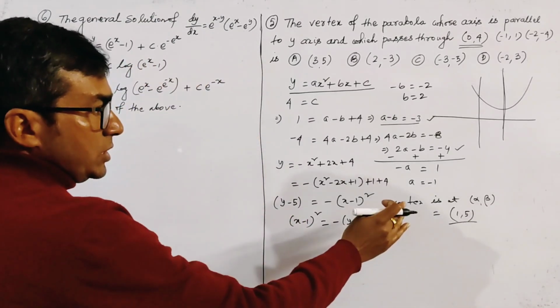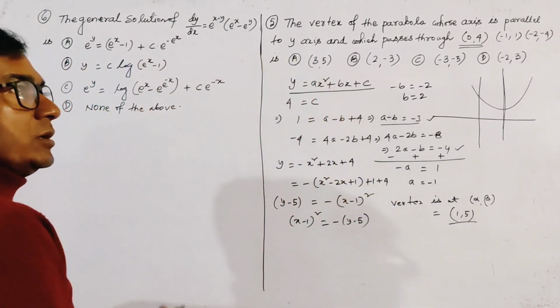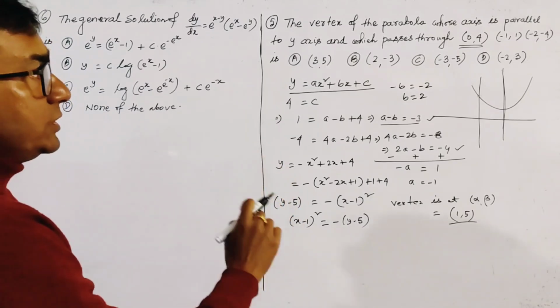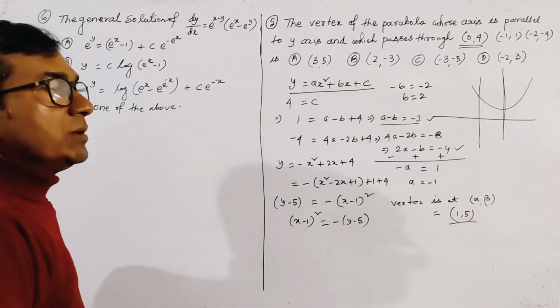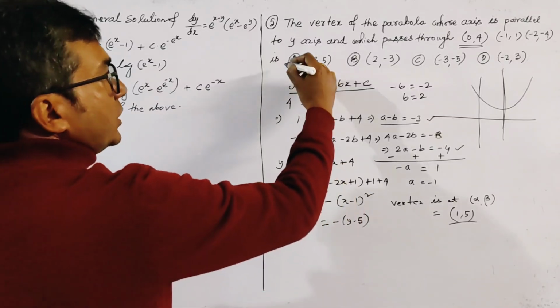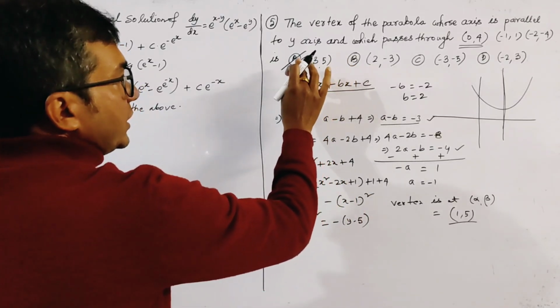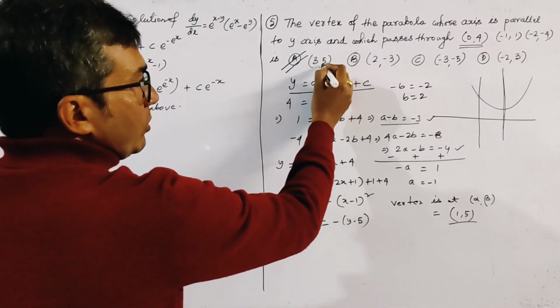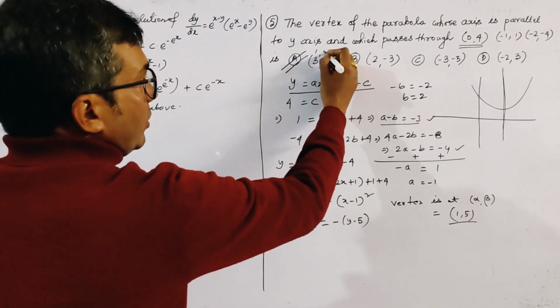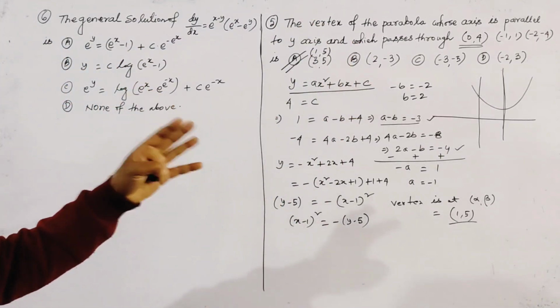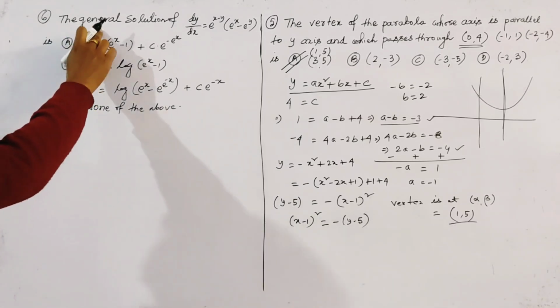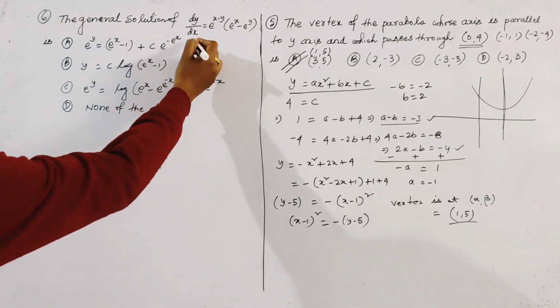Okay, this is the vertex of the parabola, but in our options (1, 5) does not appear, so I go for option A, because here it is (3, 5), I think this is (1, 5) maybe. Okay, and now the second problem, the general solution of dy/dx equals e to the power x minus y into e to the power x minus e to the power y.